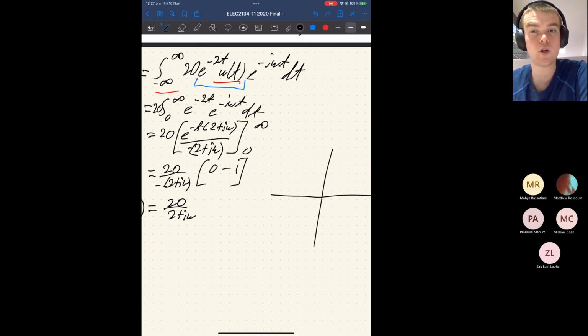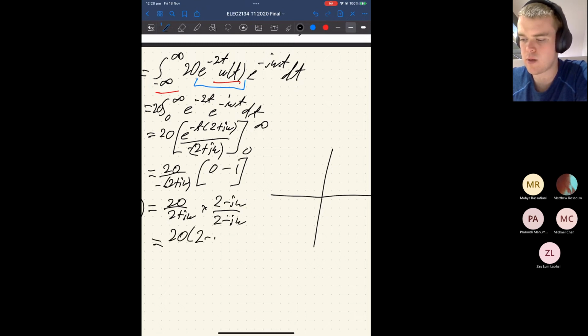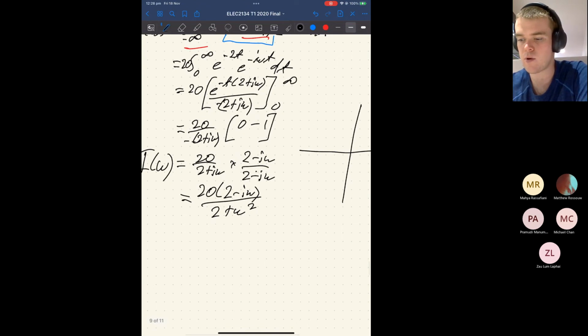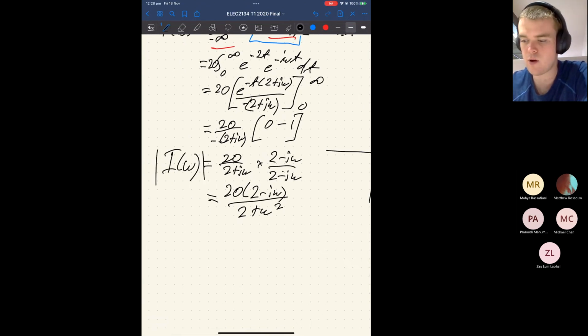Well, we could break it into the real and imaginary parts, which is not a bad idea. We can multiply this by 2 minus j omega on 2 minus j omega, so that we get 20 on 2 minus j omega, all on 2 plus omega squared. So I don't have the imaginary part on the bottom anymore. And then I want the absolute value of it.